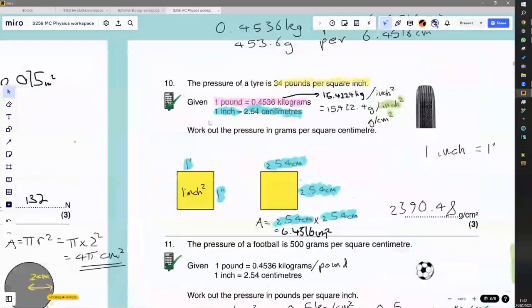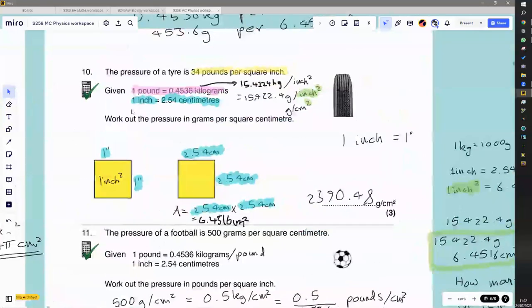Right, so this is a pressure question, but really the difficulty is in changing the units. Specifically, the issue was that the units are awkward. So it's not like changing meters into centimeters or centimeters into meters, but it's like pounds into kilograms. And on top of that, we've got this bit here that is going to catch you out.